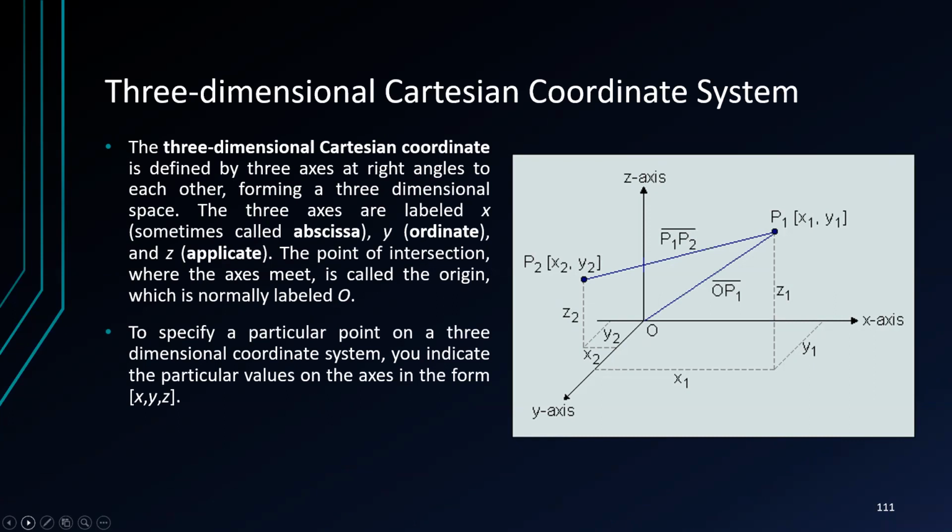Check the figure. The three axes are labeled as X, sometimes called abscissa, Y as ordinate, and Z, ang tawag dyan is applicate. So the point of intersection where the axes met is called the origin, which is normally labeled as O or zero. Minsan O, minsan zero. To specify a particular point on a three-dimensional coordinate system, you indicate the particular values on the axis in the form of X, Y, and Z.